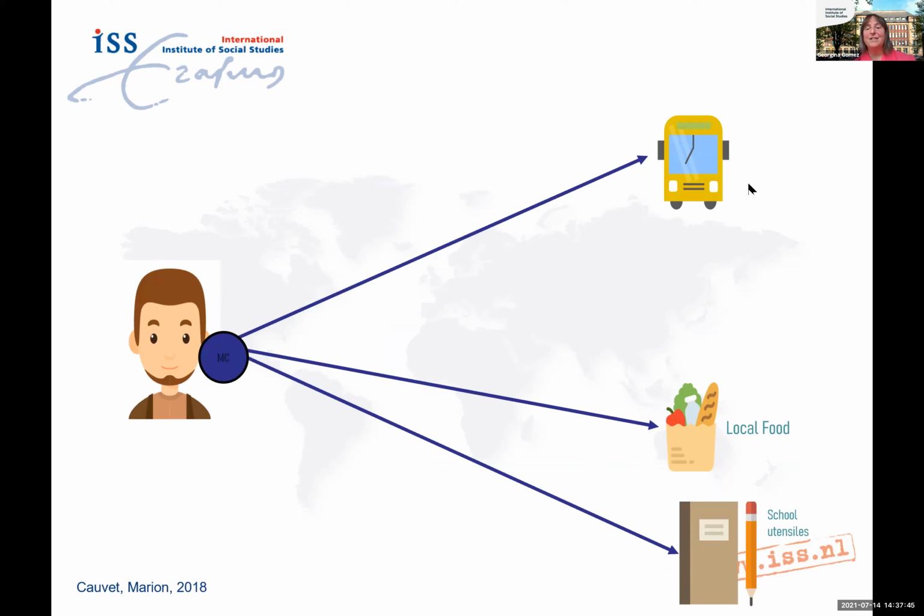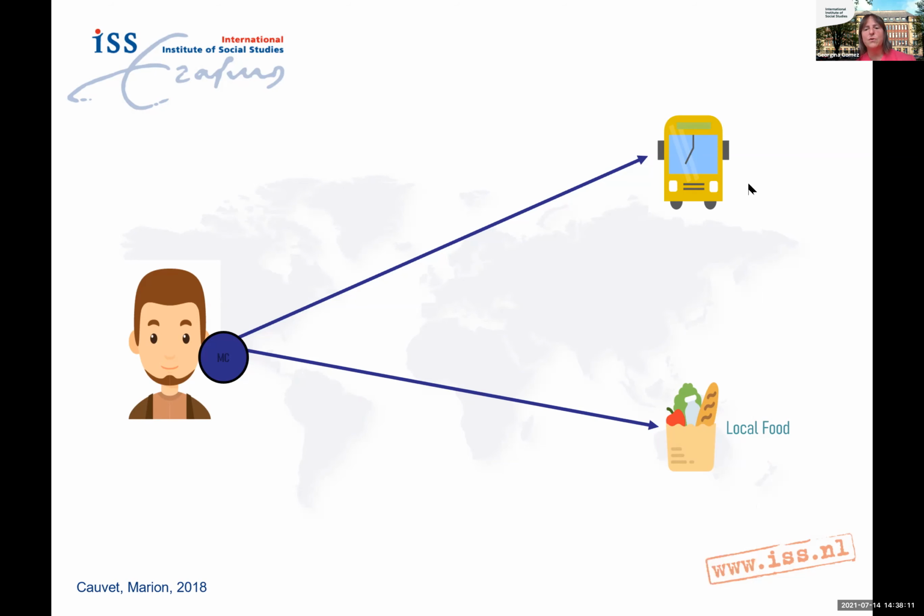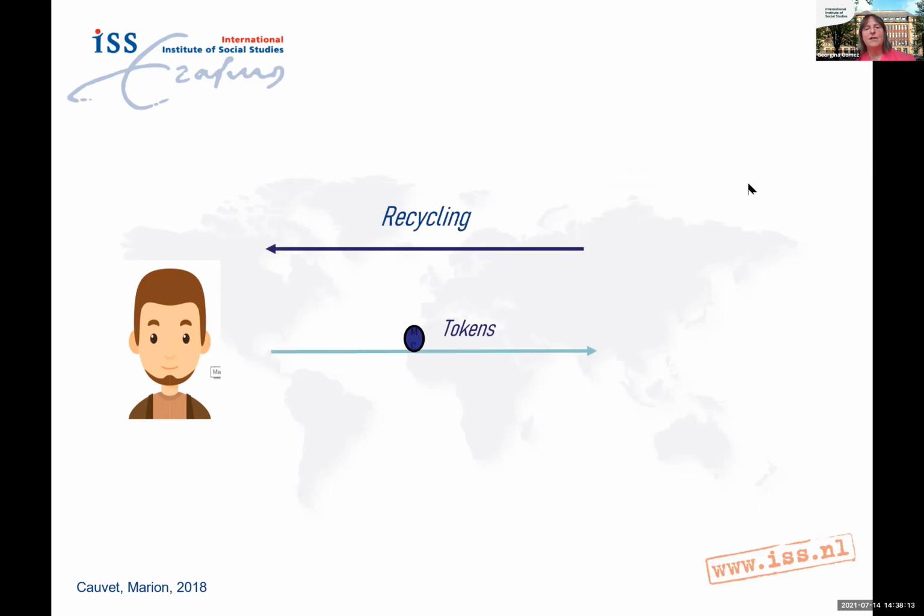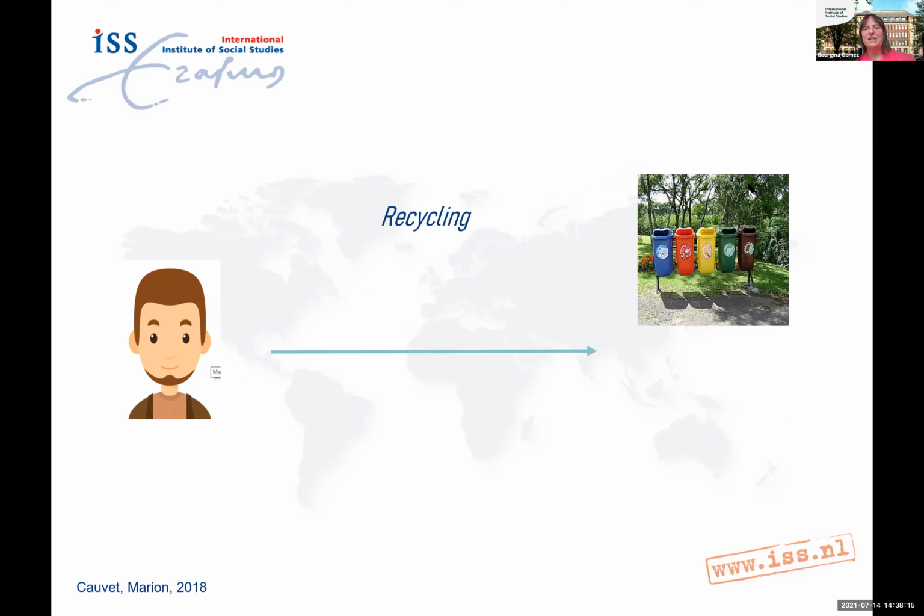People would recycle waste in the city and get tokens, and with these tokens they could travel in the buses of the city. They could buy some of this local food that, as I said, would have been wasted, and they could also buy school utensils, which actually helped a lot of people be able to send their children to school.